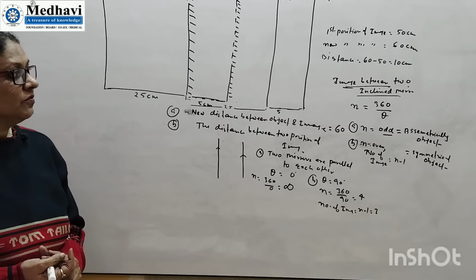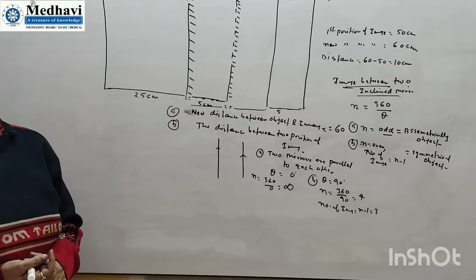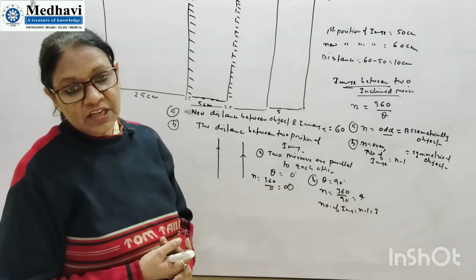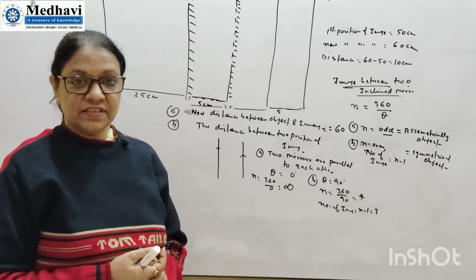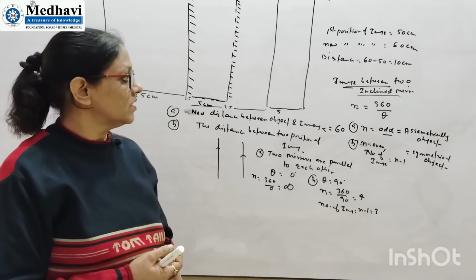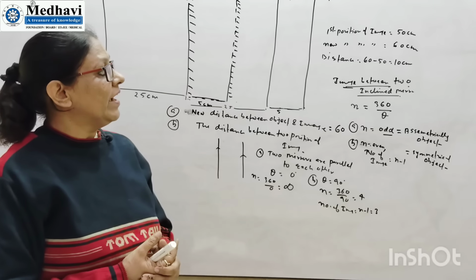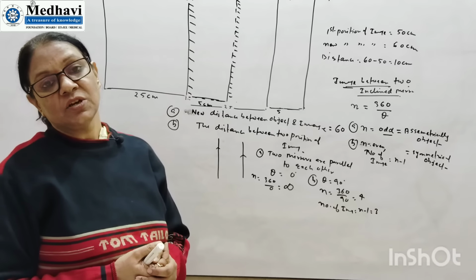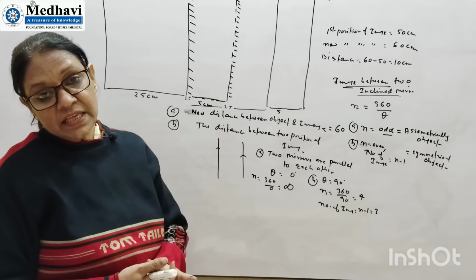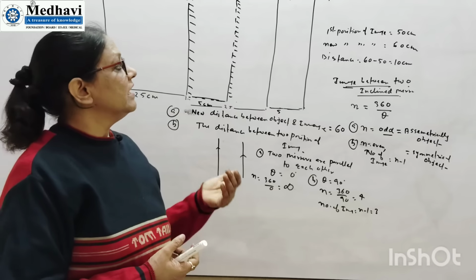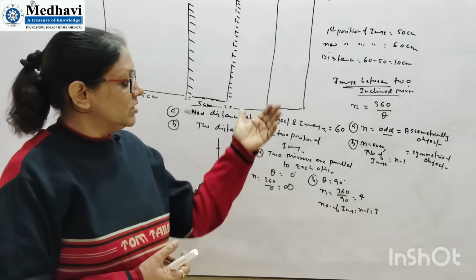What type of image is formed by a plane mirror? A plane mirror gives a virtual image, an erect image, the same size as the object, and lateral inversion. Then how will we find the distance of the image from the mirror and the distance of the object? If the mirror is shifted from the object, then the image will also be shifted. So this is a way.